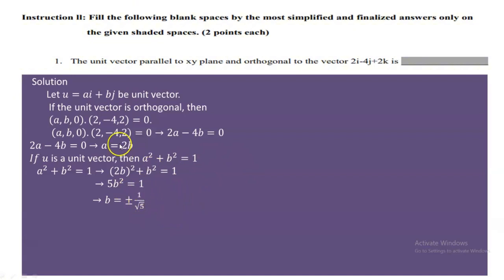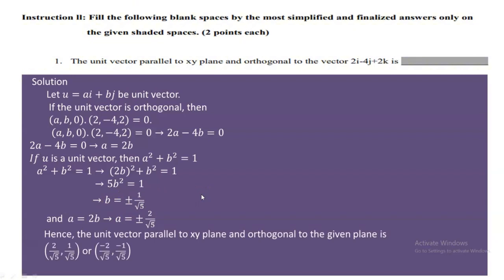But we knew what a is. A is 2 times b. So from this, a is going to be 2 times 1 over radical 5, which is plus or minus 2 over radical 5. So the value of a is now known, as well as the value of b. So the unit vector parallel to the xy plane and orthogonal to the given vector has two options. One is 2 over radical 5, 1 over radical 5, and the other is minus 2 over radical 5 and minus 1 over radical 5. We have two possible vectors for this.